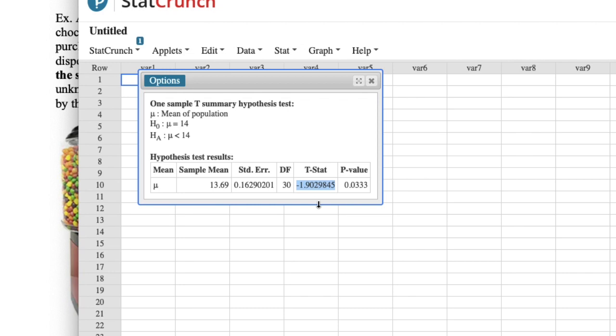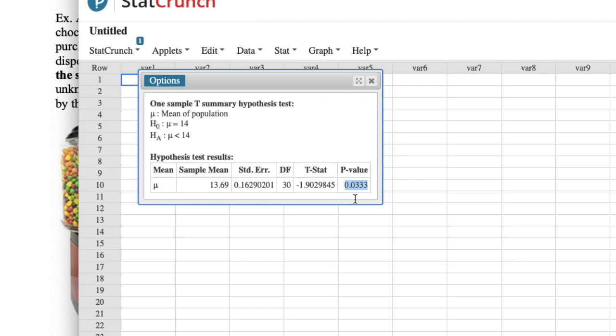So technology will also give you the test statistic. You don't have to calculate that. And the p-value that we get is 0.0333. And if you recall, this is greater than the p-value that we had when we used the normal distribution and we assumed sigma was known. That's just because the t distribution is a bell-shaped curve, but it has fatter tails, so there's more variation, meaning that our p-values are going to be greater.